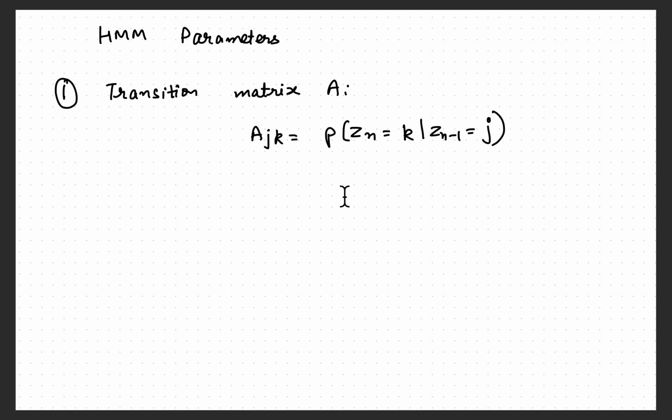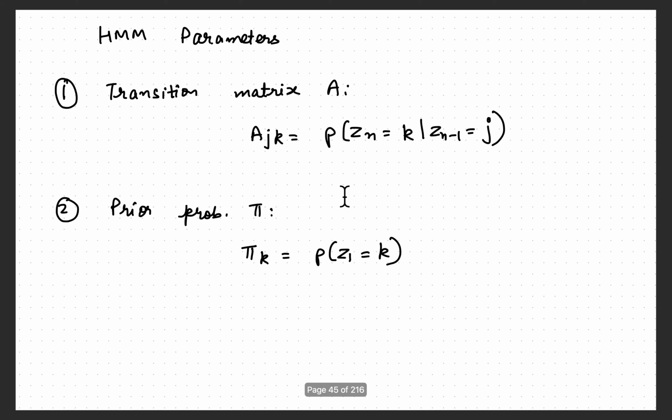in successive time steps. The only thing you want to very carefully note here is we're talking now in terms of Z variable and not in terms of the X variable, because it's the Z variable, the hidden state variable, which is following the first order Markov chain. The second parameter is the prior probability pi, where pi of k tells us the probability of starting in state k. So basically probability of Z1 being k.